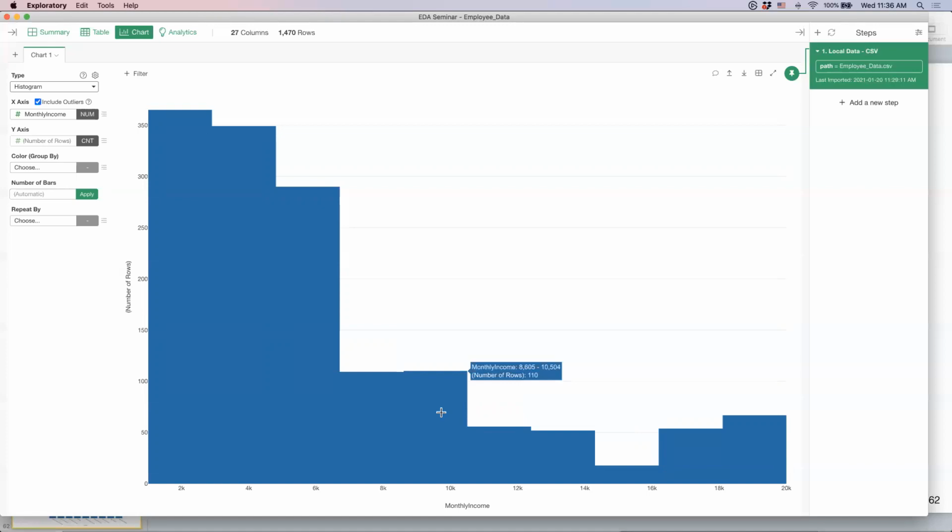So for example, here, 8,605 to 10,504. The next one should start with the same number, right? Or maybe 4.01 or 02 or whatever. But nonetheless, it should be connected. I mean, it should not be separated. So that's the difference between a histogram and a bar chart in terms of how they look.